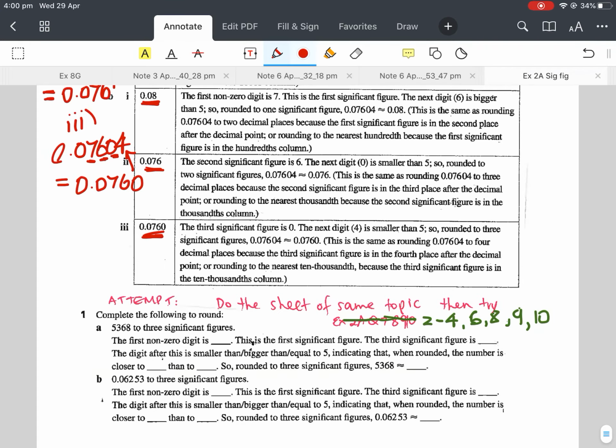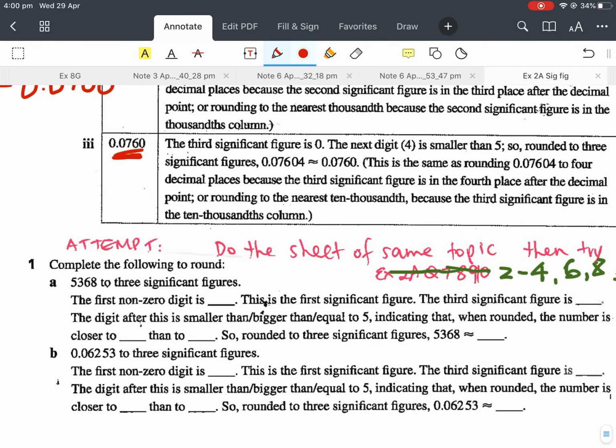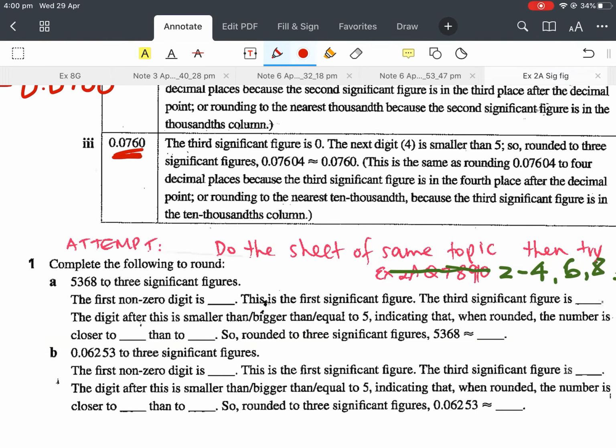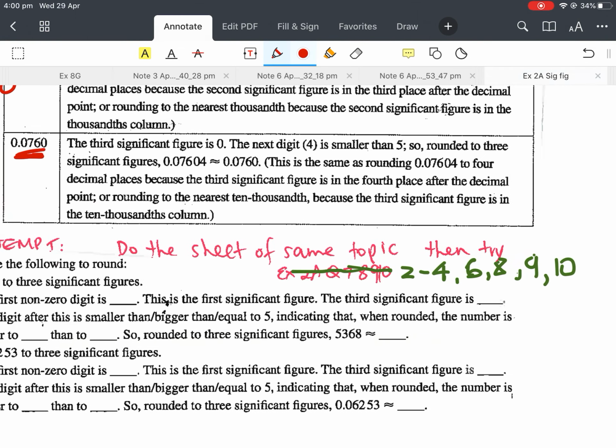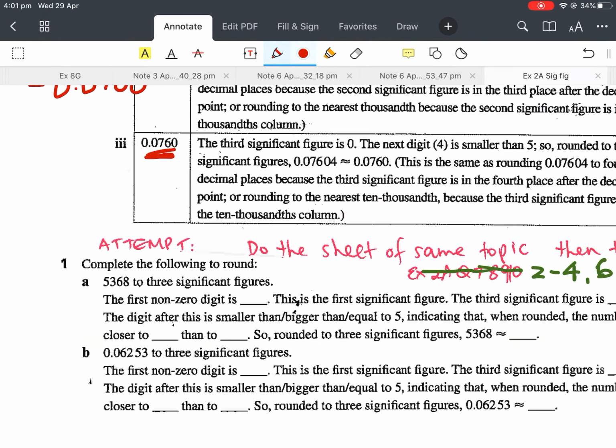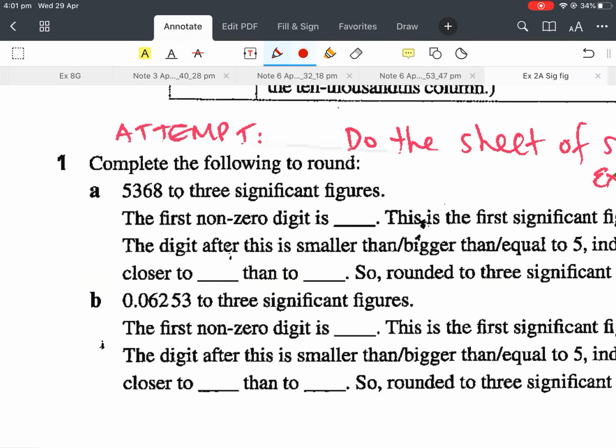So let's have a look and see if we can do question 1 together. So the questions, I've just changed them in green. That's what's on your Google Classroom page. Do 2 to 4, so that's 2, 3, 4, and then 6, 8, 9, and 10. Here we go. Number 1, complete the following to round 5,368 to 3 significant figures. The first non-zero digit is, hopefully you realise, the 5.